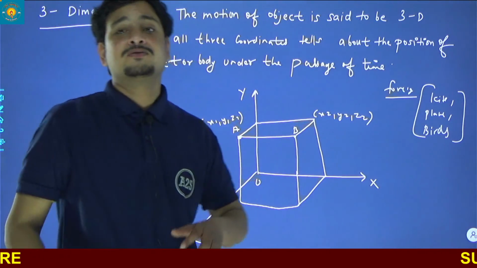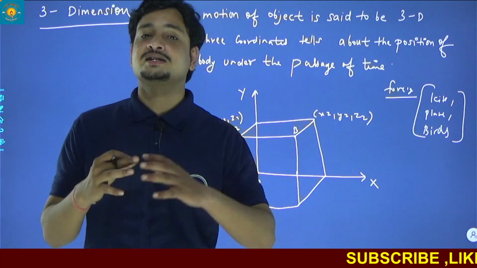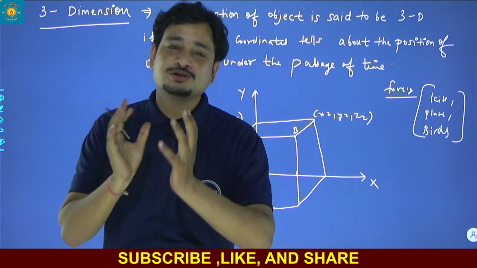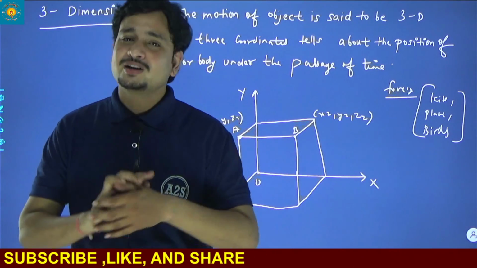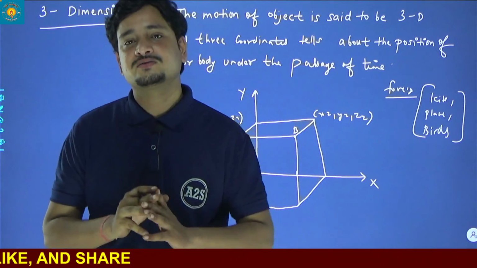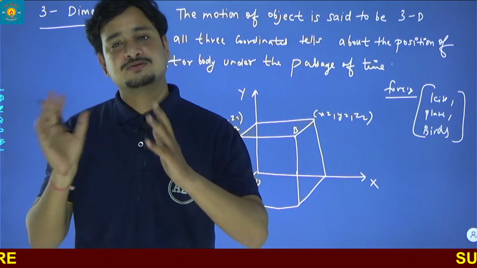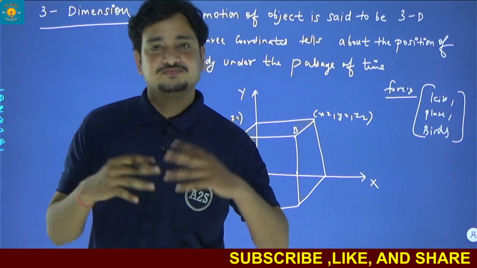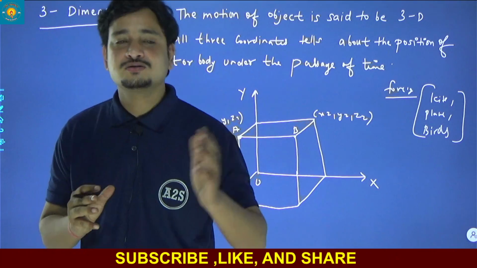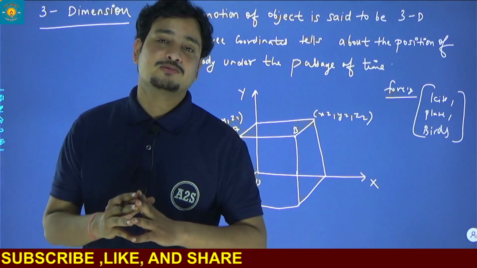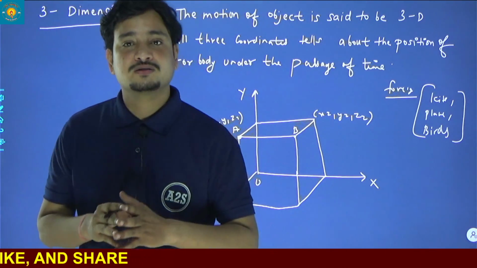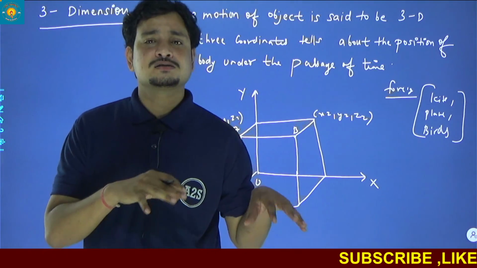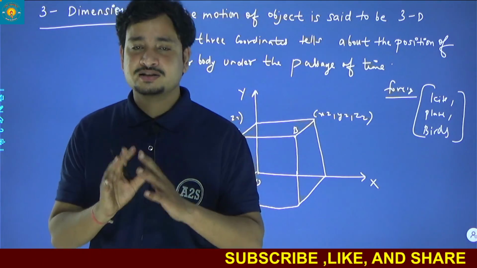Clear? 4 dimension exists, 5 dimension exists, but they are in the parallel universe things. We are not going to study the parallel universe. We are not going to study the 4 dimension and 5th dimension. When you pass your 12th class and reach graduation, there you will learn about that. The professor teaches you about the 4 dimension. So right now in school you only have to study 3 dimension.